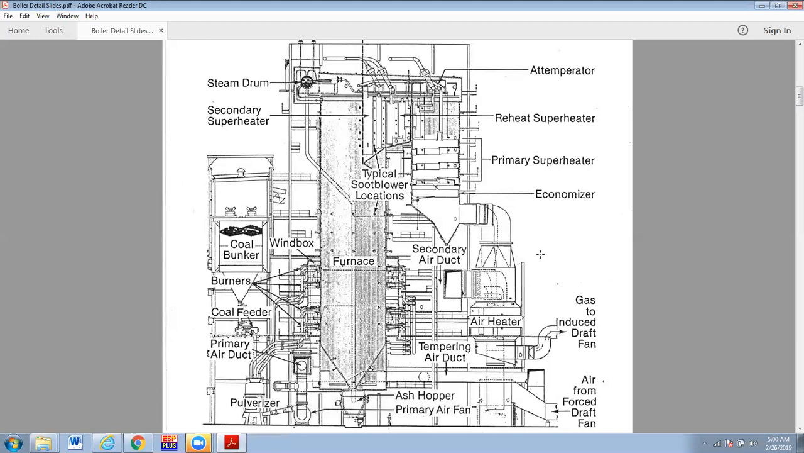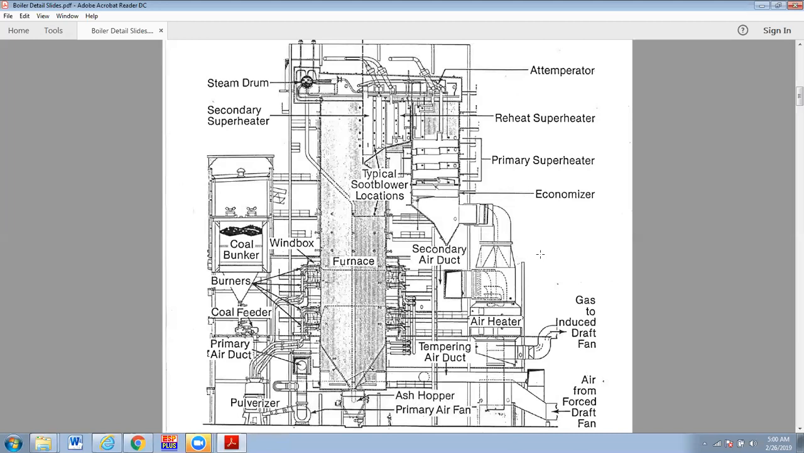The other thing I didn't mention is from the FD fan, we are pushing through the air heater that you see. It's a rotary type air heater. We have hot flue gases going on one side of it, and the forced draft fan air going on the other side of it to pick up heat before we go into the boiler. After we preheat, a portion of the air from the FD fan is pulled off by the primary air fan and is blown through the pulverizer.